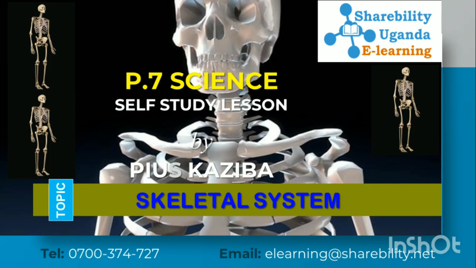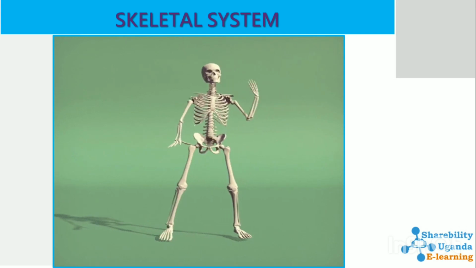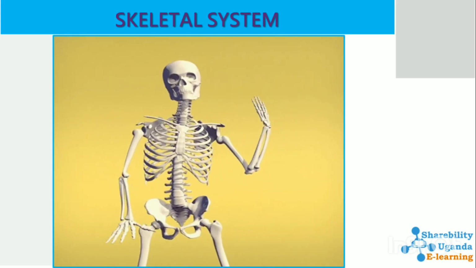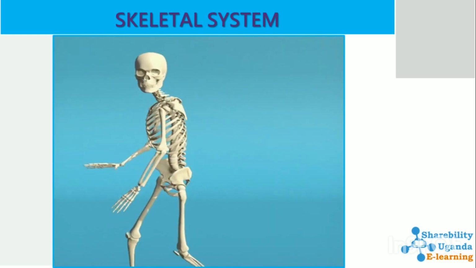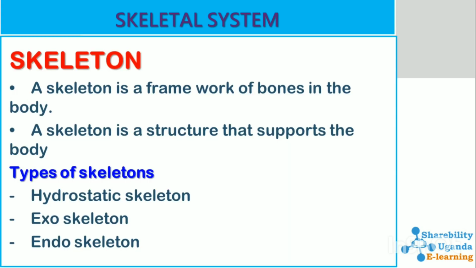Well, let us look at the types of skeletons, and we shall kickstart this video by understanding what a skeleton is. A skeleton is a framework of bones in the body, or a structure that supports the body. We basically have three types of skeletons: the hydrostatic, exo, and endoskeletons.